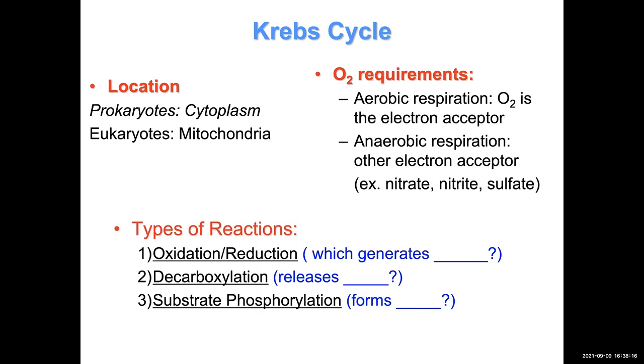Okay. Types of reactions that occur in the Krebs cycle. We see oxidation reduction reactions, which are going to generate what? The coenzymes, NADH and FADH2. We see decarboxylation occurring in the Krebs cycle, which is going to release CO2, that's right, carbon dioxide. And substrate level phosphorylation is going to generate what? ATP. That is correct, ATP.